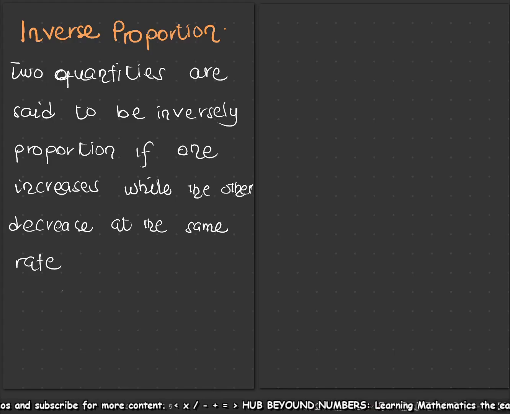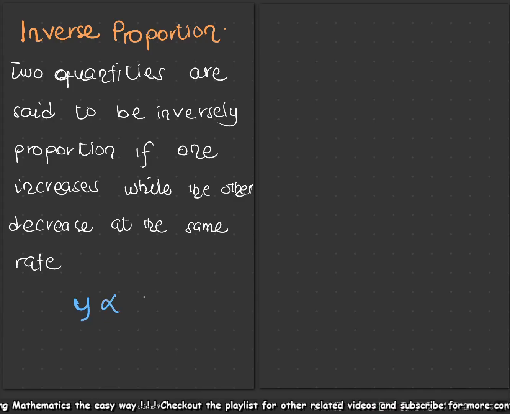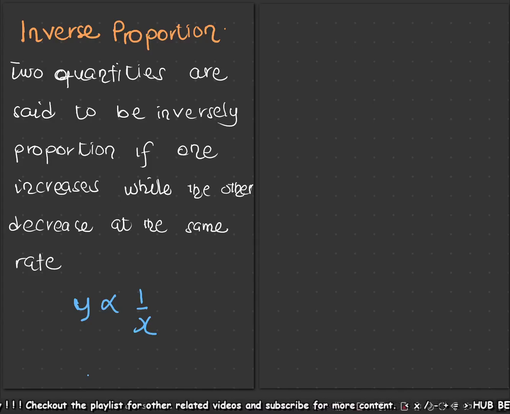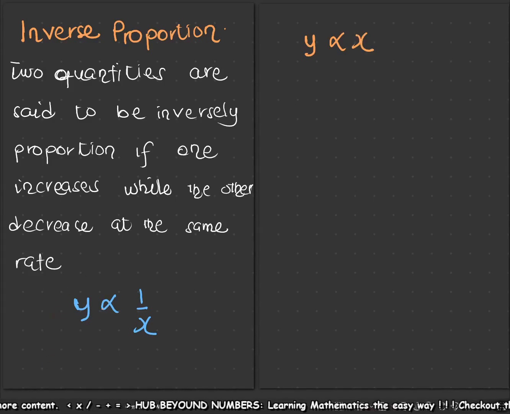Mathematically, if we want to write inverse proportionality, we write it this way. If you have two quantities, let's say y and x, and you want to show that they are inversely proportional, then you say y, proportionality symbol, 1 over x. It is important you take note of how different this is from direct proportionality. For direct proportionality, we said y is directly proportional to x, but for the inverse, y is proportional to 1 over x.